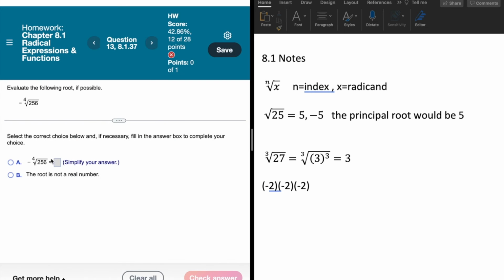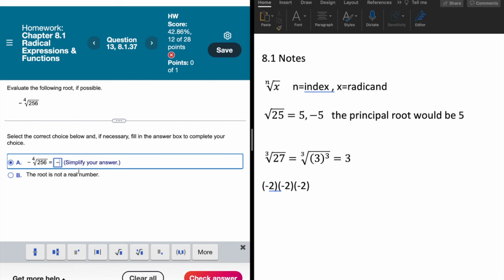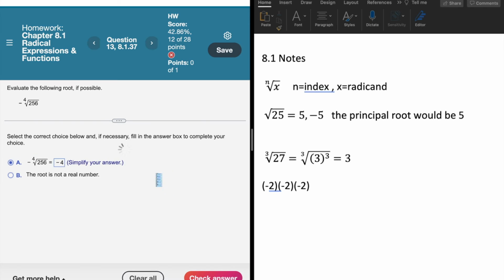So there we go. Now there's a negative on the outside, so the negative carries through, and the question is, what's the fourth root of 256? Again, that's a matter of just using your calculator, but I am pretty sure the answer is 4. Yay.